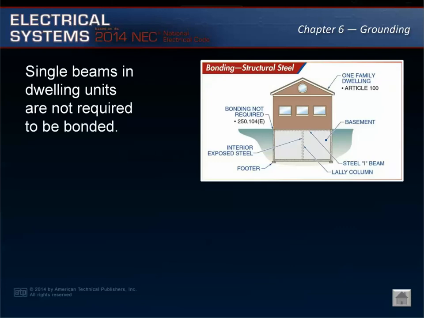Bonding requirements have been added to 250.104(C) for exposed interior structural steel. If this steel forms a metal frame of a building, it shall be bonded to the service equipment enclosure, the service grounded conductor, or the grounding electrode conductor. This section applies to structural steel that is interconnected to form a metal frame. The provisions of this section do not apply to a steel beam supported by concrete columns.